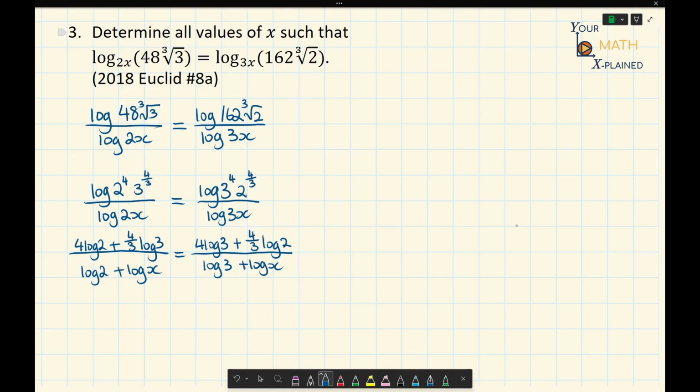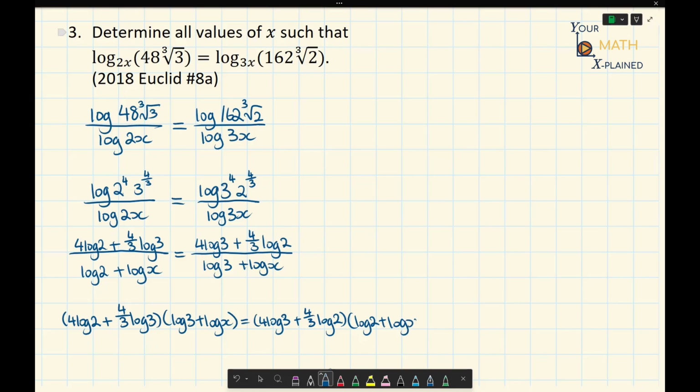And next, we're going to need to cross multiply. And yes, I know it's going to look a little bit messy, but things will actually start canceling out. So the left-hand side is going to be 4 log 2 plus 4 over 3 log 3 times log 3 plus log x. And then the right-hand side is going to be 4 log 3 plus 4 over 3 log 2 times log 2 plus log x.